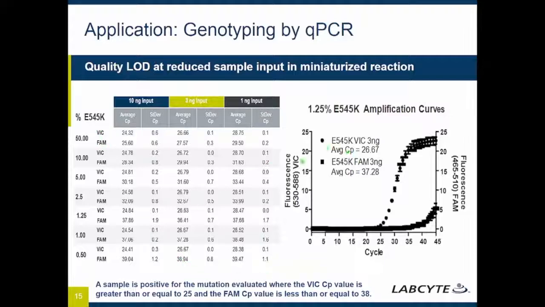The graph on the right here, we're looking at the fluorescence on the left axis here for VIC, and on the right is FAM, and we're looking at cycle number going across. And what we're seeing is at 1.25% mutant DNA present in a wild-type background, we are seeing positive results of both 3 nanogram input values with a very robust response.